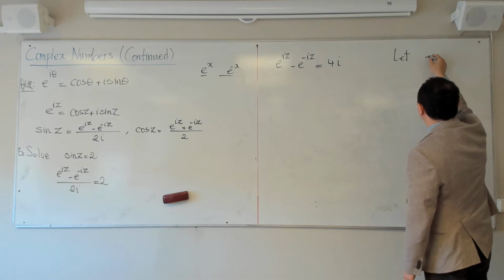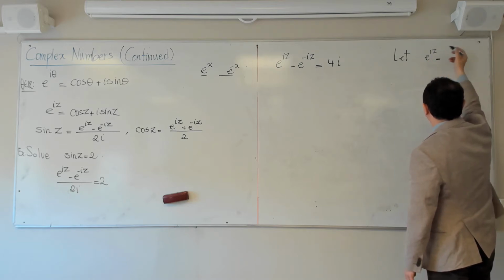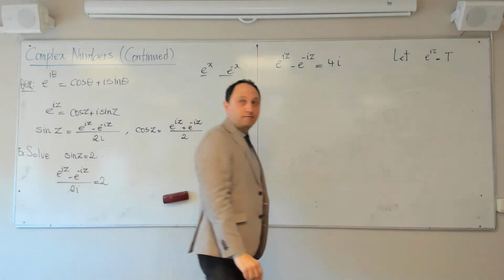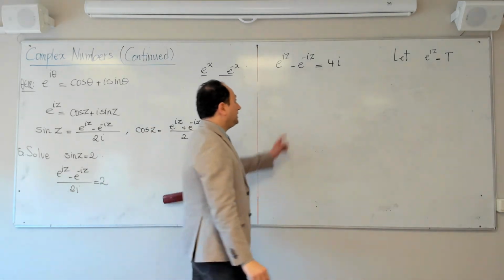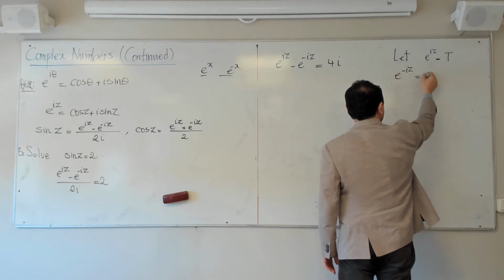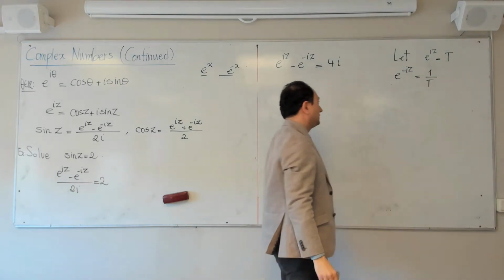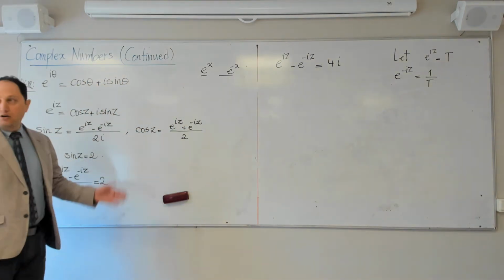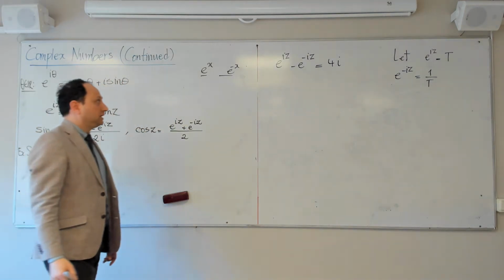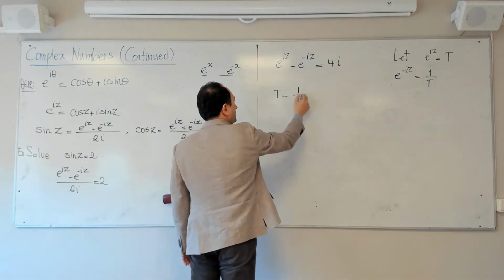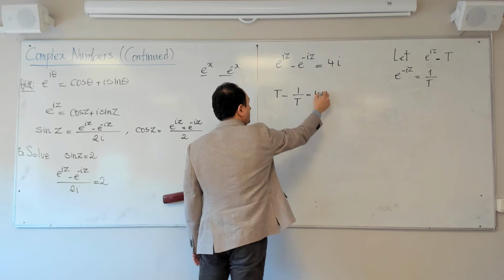So I would say let e to the power iz be, for example, call it capital T. Yes? Let me call it T. And then e to the power minus iz becomes 1 over T. Agree? But what type of number is T? In general, T is a complex number. It's not a real number. But now let me put this back here. Then it becomes T minus 1 over T is equal to 4i.